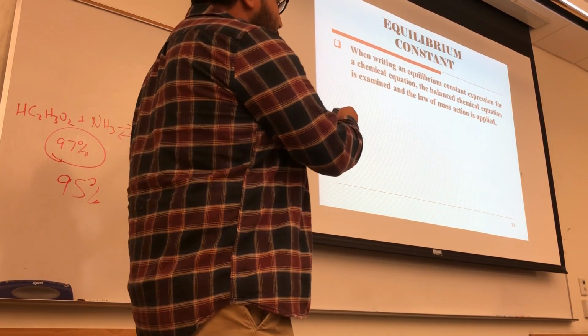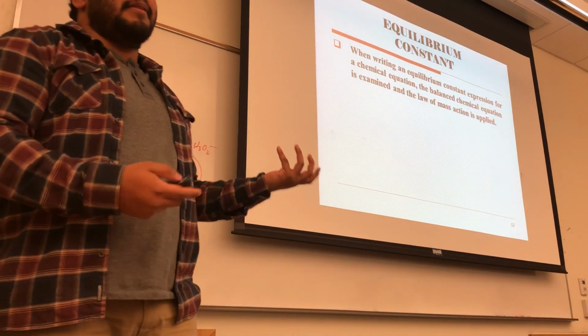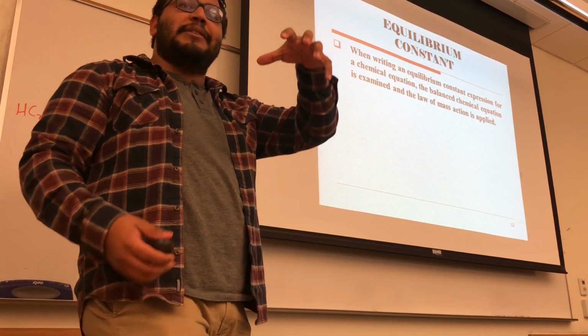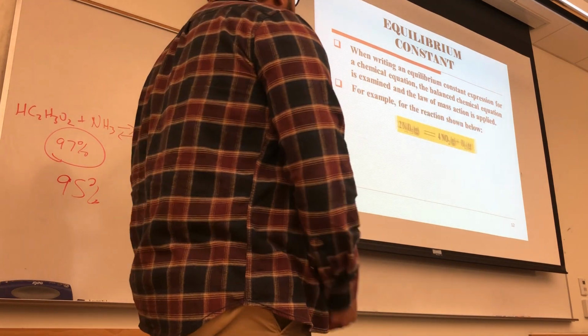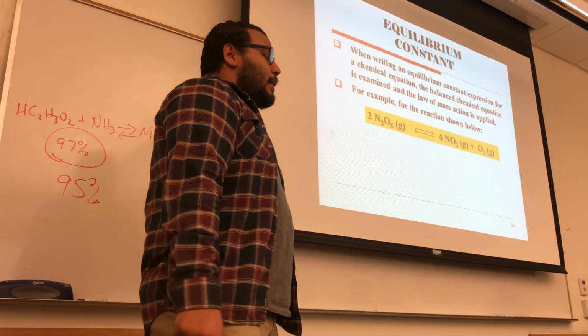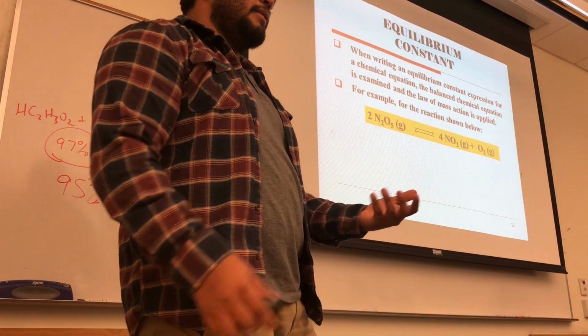Right? So yeah, what this particular slide says is that you need a balanced chemical equation before we can even start this, right? The coefficients in our chemical equation become the powers in our K expression for equilibrium. For example, if we have a chemical equation like this, all of the coefficients here are going to become the powers when we're solving for K.